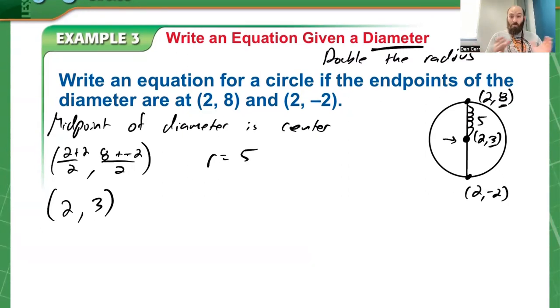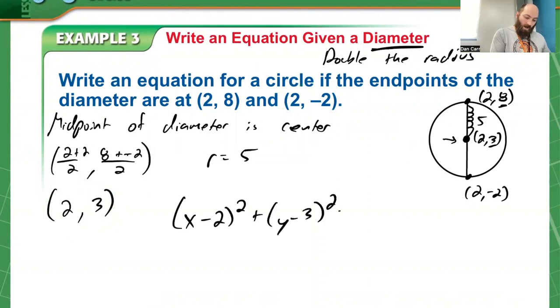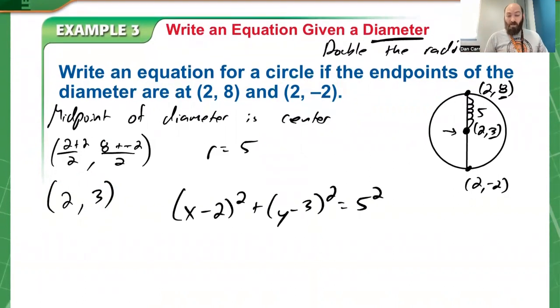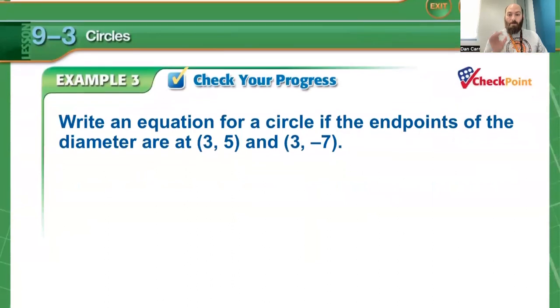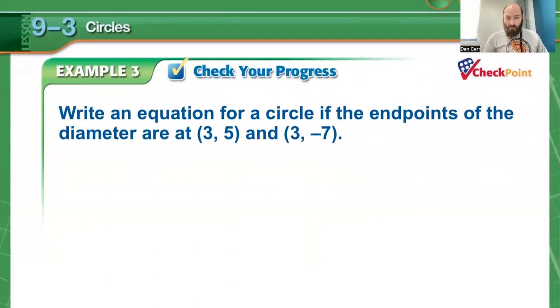Now, worst case scenario, if it was not on a vertical line and was more slanted, use the distance formula. If you have the center and a point on the edge of the circle, such as one of the endpoints, you can just do the distance formula between an endpoint and your center point. I'm just not going to do it here because it's a lot of extra work for 5. So my formula is (x minus 2) squared plus (y minus 3) squared equals 5 squared. And again, you can write it as 5 squared or 25. Either one's good. Try this one on your own if you want.